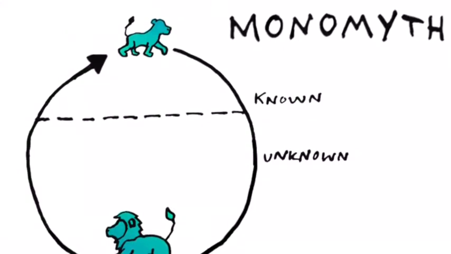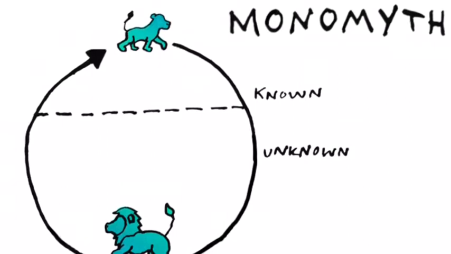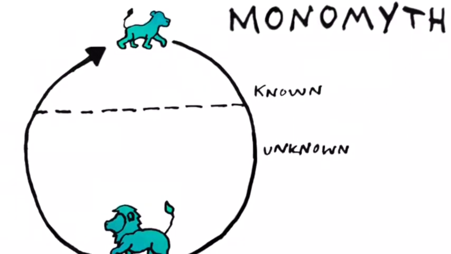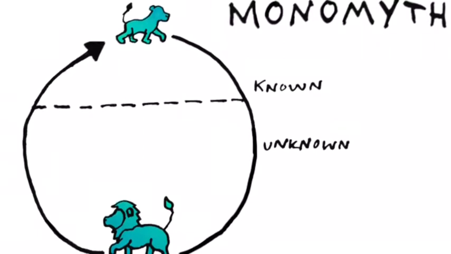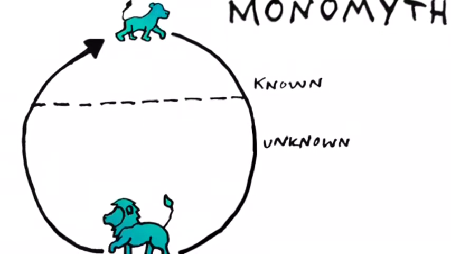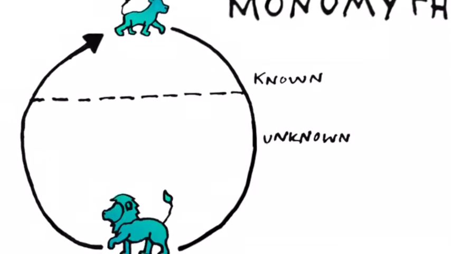The monomyth is a very used storytelling technique, and it is also called the hero's journey. It is based on the hero leaving their home and setting out on a journey to find their new selves.